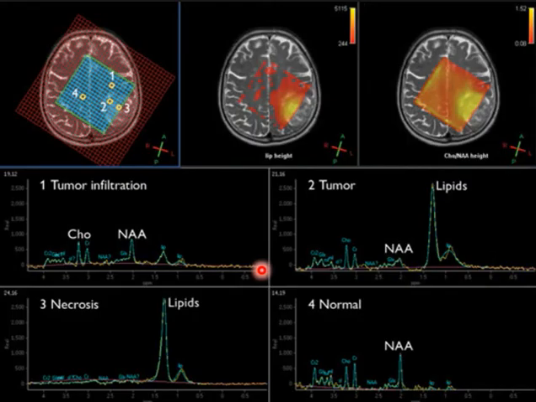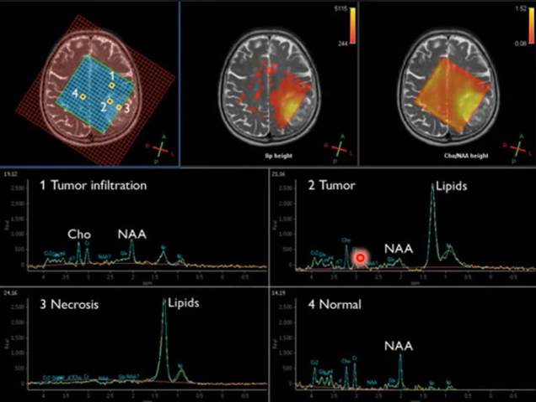Now, when we do spectroscopy for this mass lesion, you can see the following. In area number 1, here, you can see the NAA is decreasing, indicating tumor infiltration. In area number 2, in the center of the lesion, the necrotic part, you can see a high lipid peak, indicating necrosis and anaerobic metabolism, and very low NAA compared to choline and creatinine.